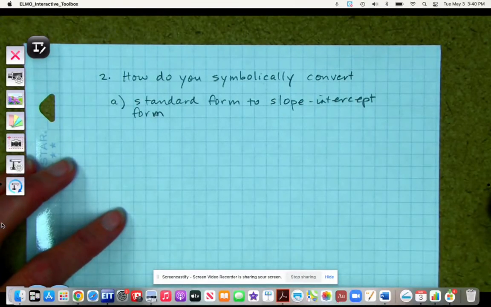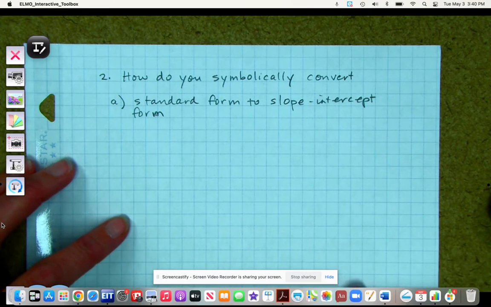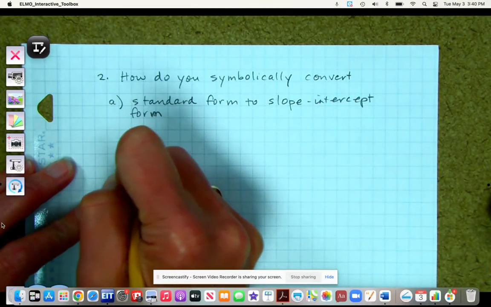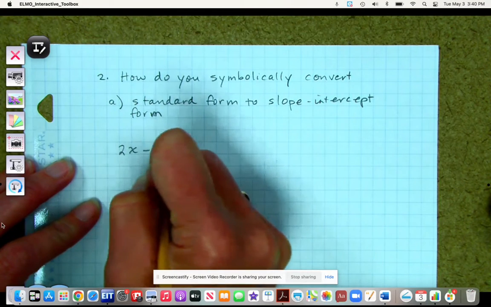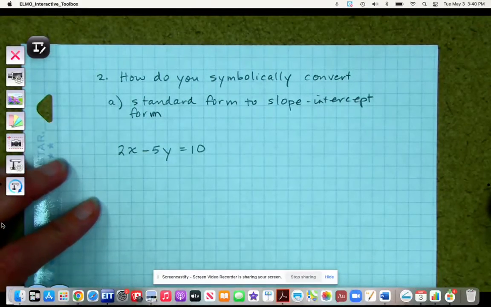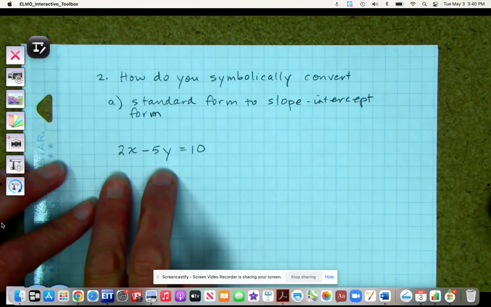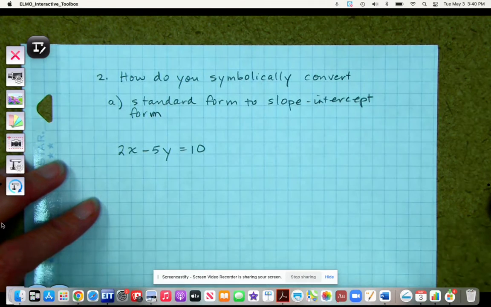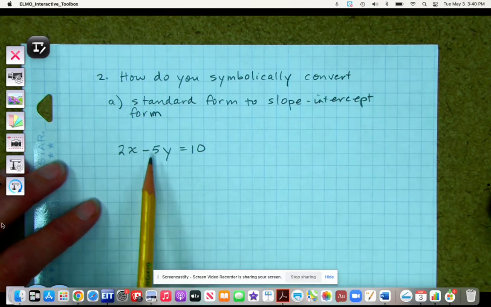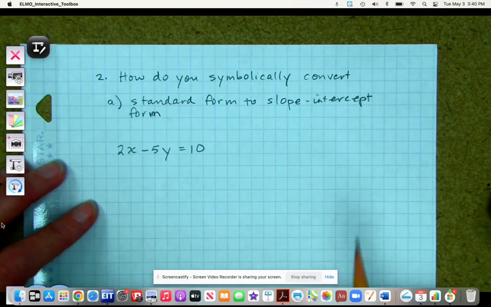Okay, so let's go ahead and just try one, and then we'll take some notes on what we're doing. Let's say I've got 2x minus 5y equals 10, and I want my equation to, instead of having the x and y on the same side, to be in that y equals form. Okay, well, what's keeping y from being alone? It's got this minus 5 here and also this 2x.